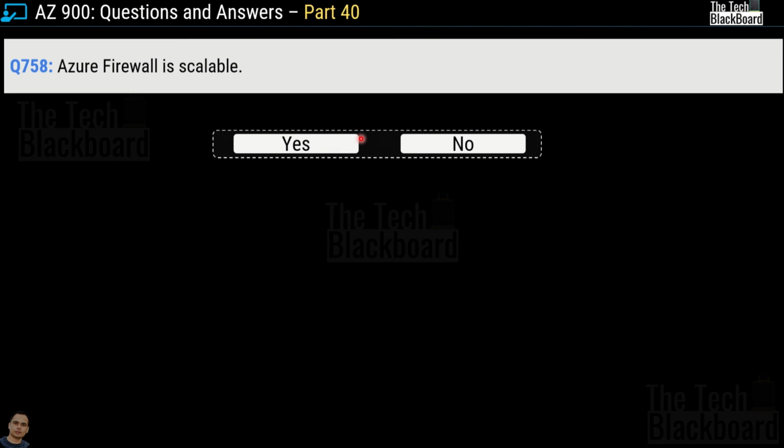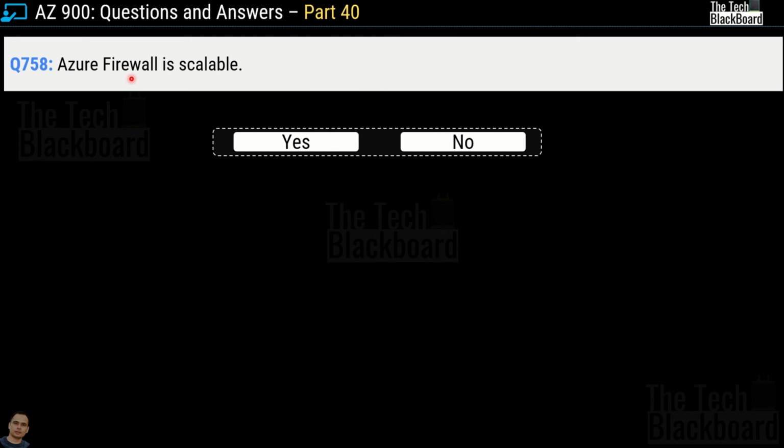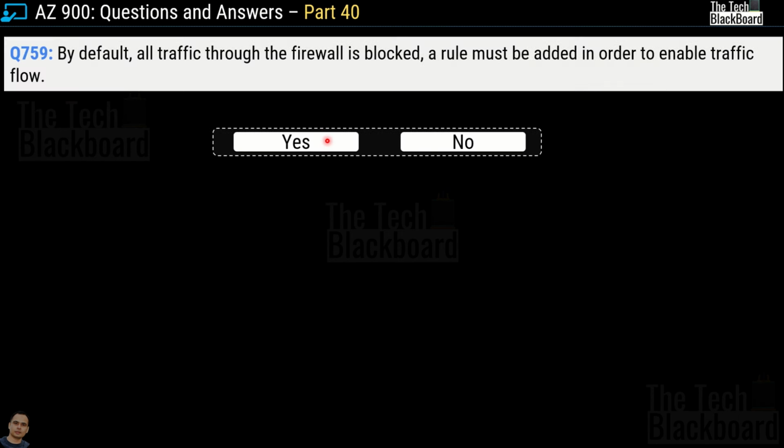So here comes the question 758. It says Azure Firewall is scalable. Yes or no? And if you have read the documentation carefully, yes is the correct answer. Moving on with the question number 759, it says that by default, all the traffic through the firewall is blocked. A rule must be added in order to enable traffic flow. Yes or no? And yes, my friends, this is a correct statement.